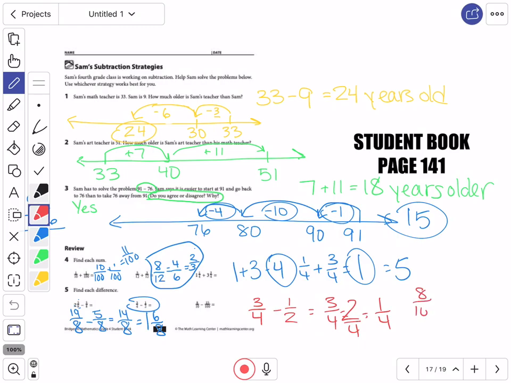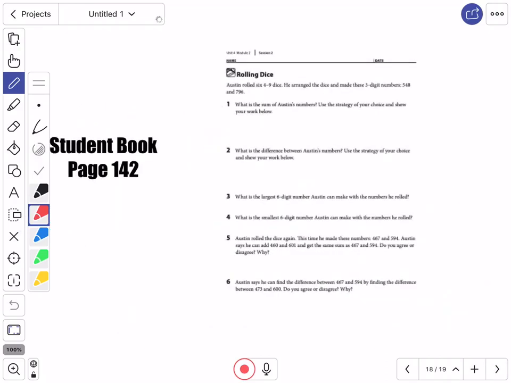And then the last problem is 8/10 minus 15/100, which is the same thing as 80/100 minus 15/100. So I would have 65/100. So there's that page, student book page 141. You can go ahead and complete this page if you haven't done so with me, and then I want you to just upload it into Seesaw for me, okay?